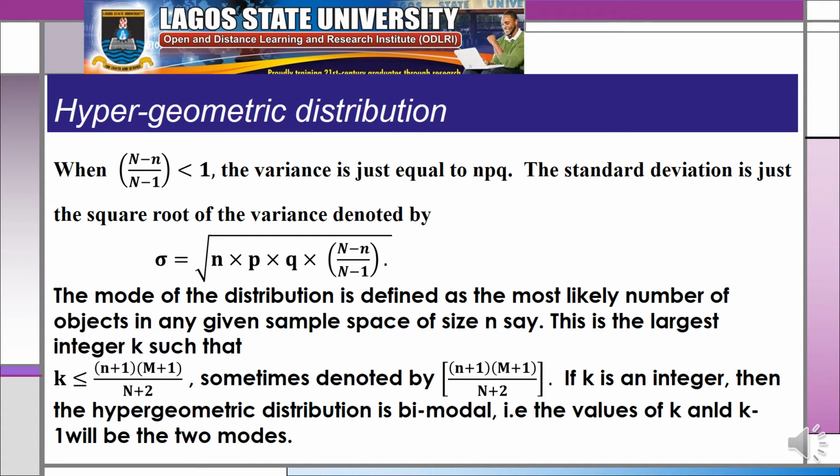The mode of the distribution is defined as the most likely number of objects in any given sample of size n. That is, the largest integer k such that k is less than (n plus 1) times (M plus 1) divided by (capital N plus 2), sometimes denoted by the floor of (n plus 1) times (M plus 1) divided by (N plus 2). If this value is an integer, then the hypergeometric distribution is bimodal, that is, the values of k and k minus 1 will be the two modes.